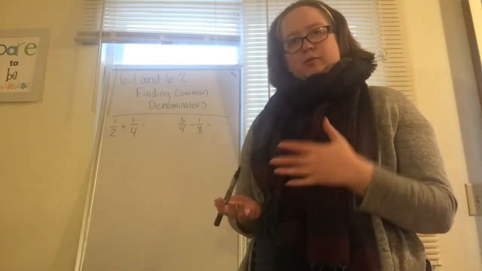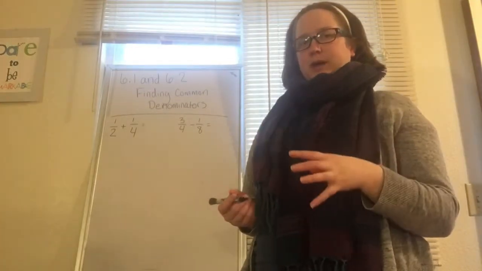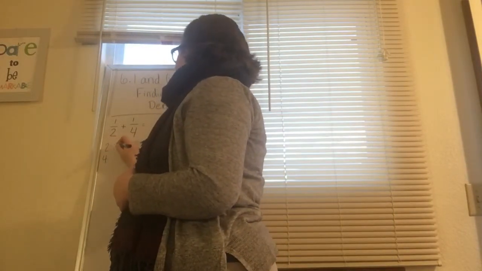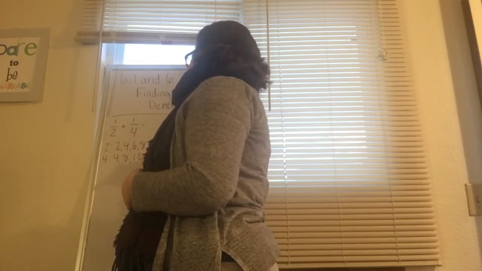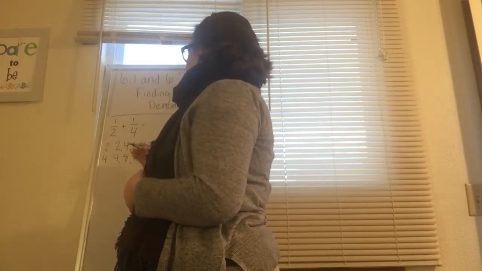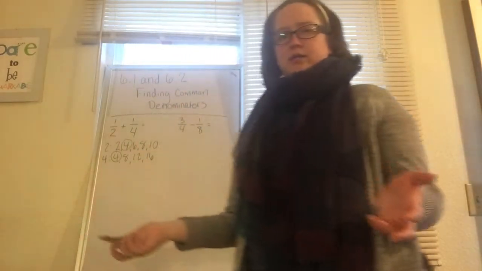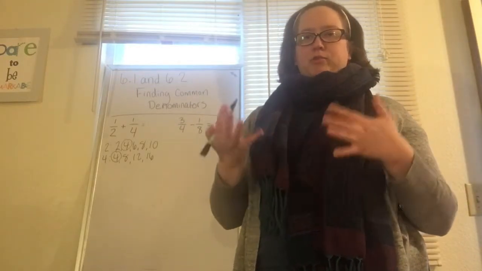There are a couple of ways in which we can do this. One is we can list out the multiples of both denominators and find the least common one. So in this case, we would do 2 and 4. We'd go 2, 4, 6, 8, 10. 4, 8, 12, 16, okay? And we see that 4 is our least common denominator. It's the multiple that they both share, okay?